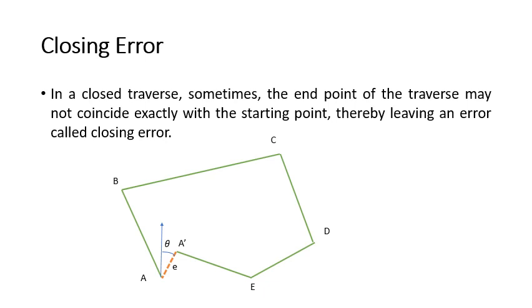Okay. So that means we have to make some corrections. We have to make some adjustment in your readings, in your observations, so that you will get a closed traverse. Our idea is to minimize the value of E, or to make A dash very close to A. For that, we have to know the magnitude of that error and the direction of that error, theta.